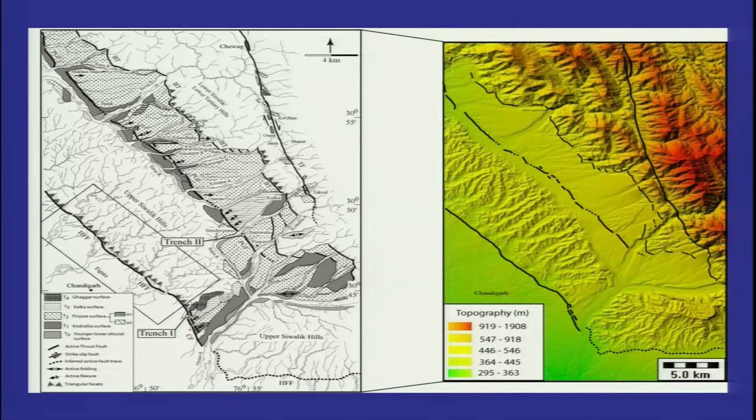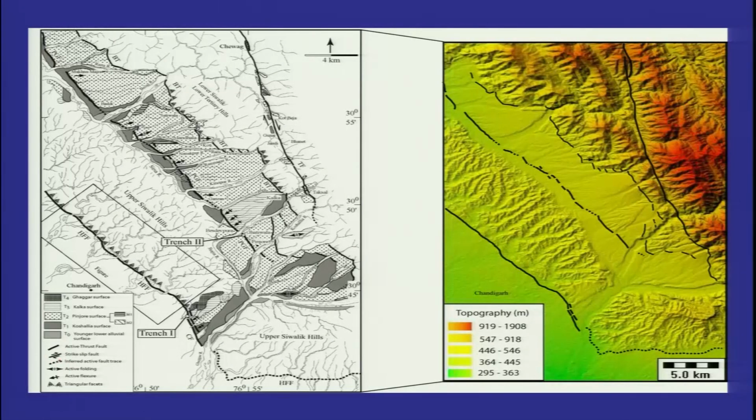So mostly these faults which we have marked are thrust faults. Now it should be clear to you that when I say thrust fault, it should immediately come to your mind that this is a low angle reverse fault, which develops in a compressional tectonic environment.